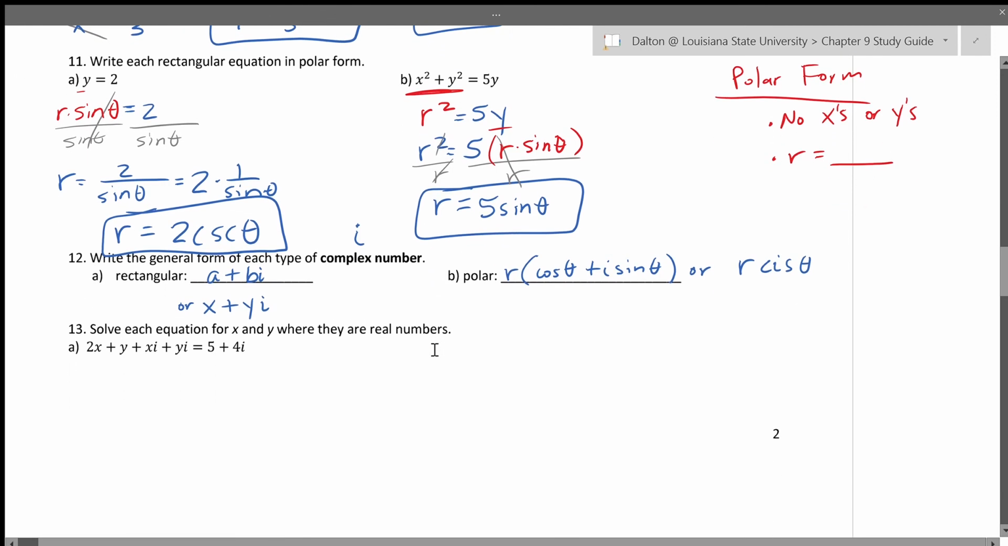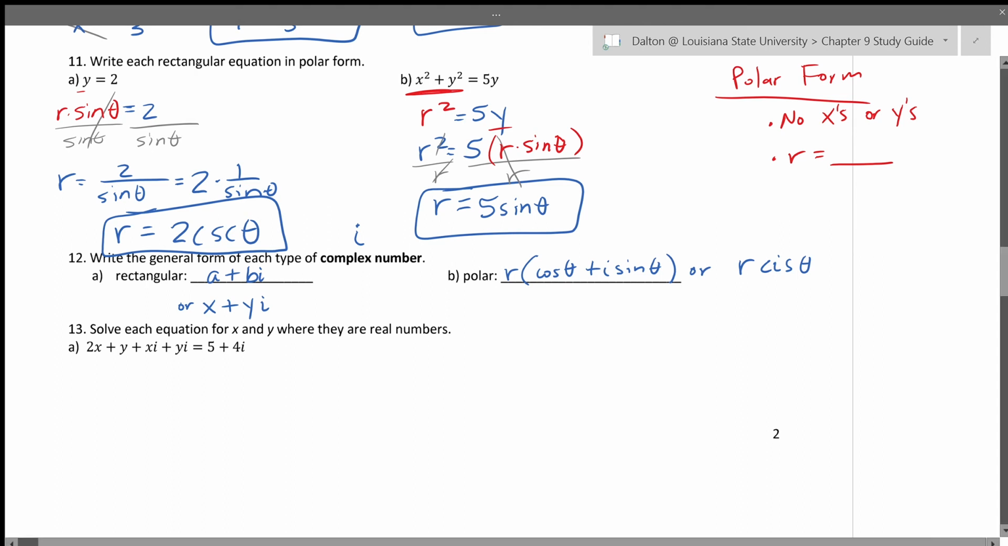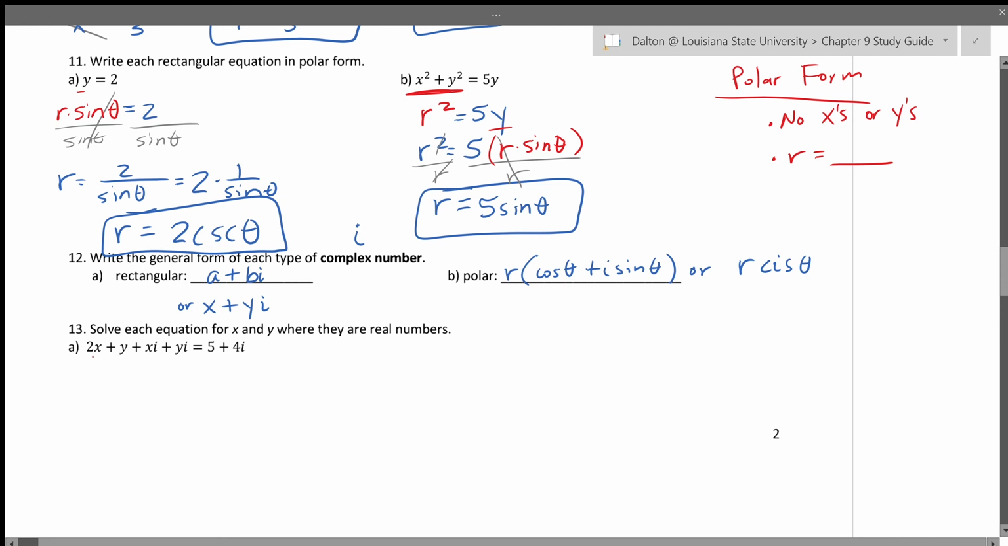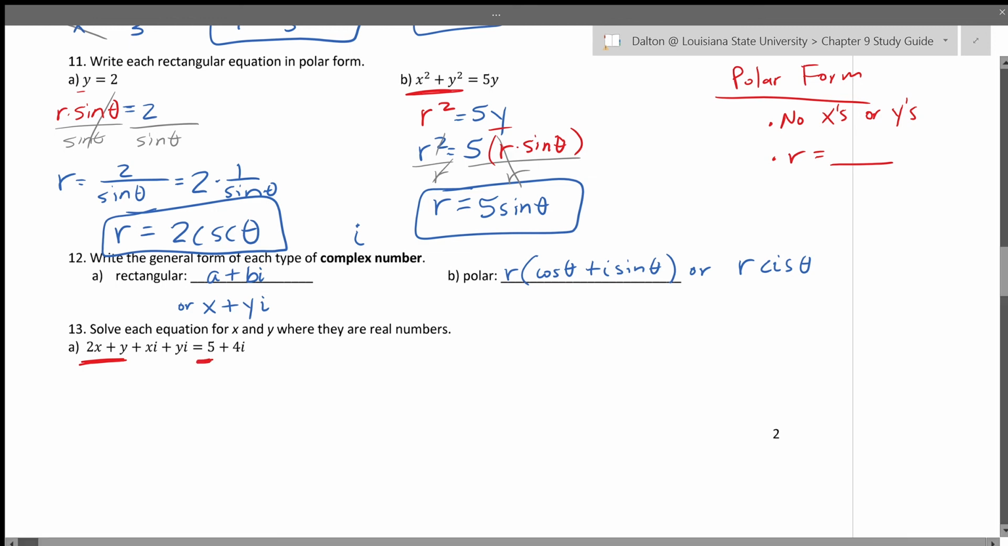Okay, number 13, solve each equation for x and y where they are real numbers. So the idea here is that you want to isolate or group together your real components on each side of the equation and your imaginary components. So on the left side, real numbers are just going to be any numbers that don't have anything to do with i. So on the left side, it'll be 2x plus y. On the right side, the only real component is 5. So I'm going to set those guys equal to each other. 2x plus y equals 5.